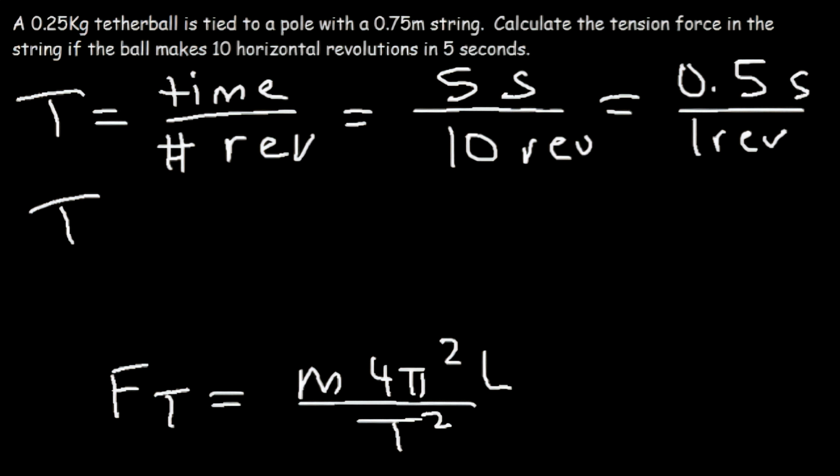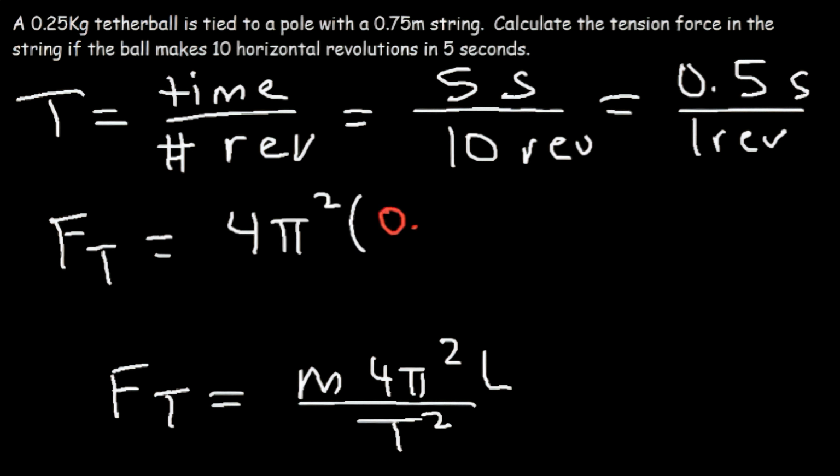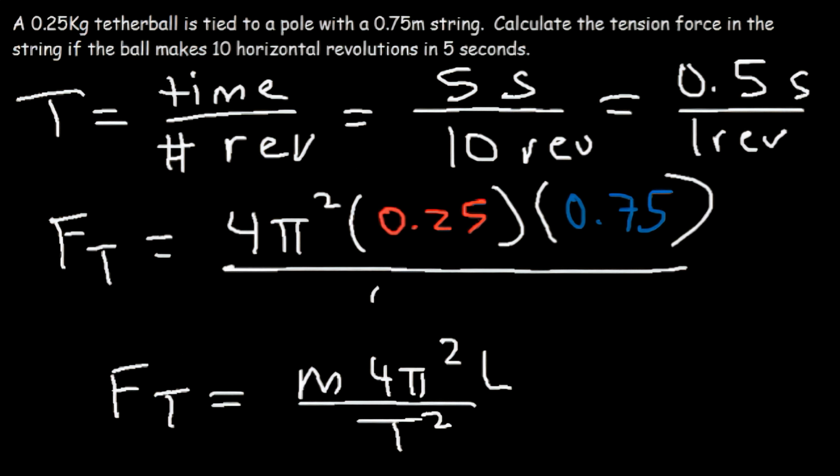So now that we have T, let's calculate the tension force. So it's going to be 4 pi squared times the mass, which is 0.25 kilograms, times the length of the string, which is 0.75 meters, divided by the period, which is 0.5 seconds squared.